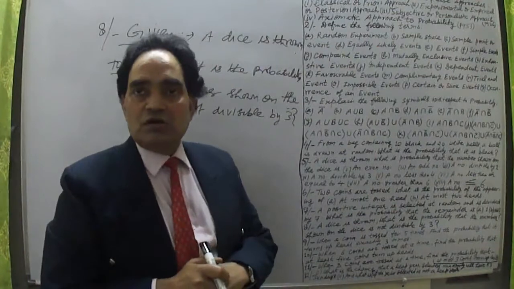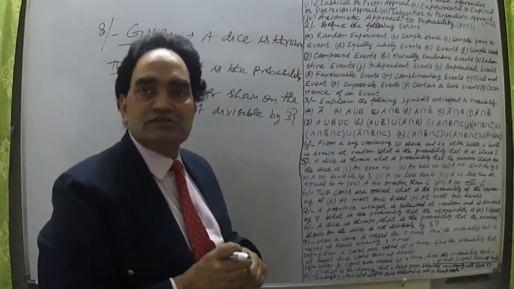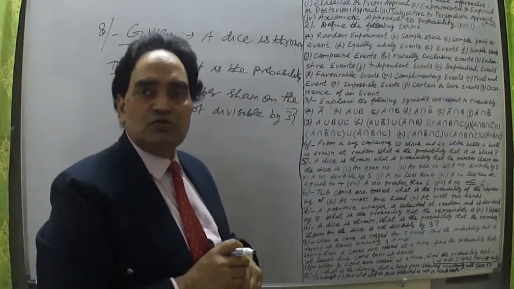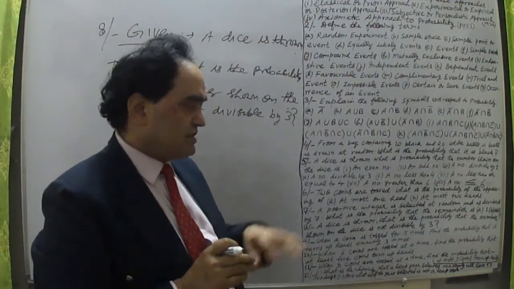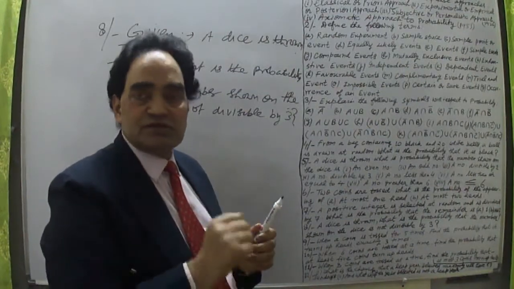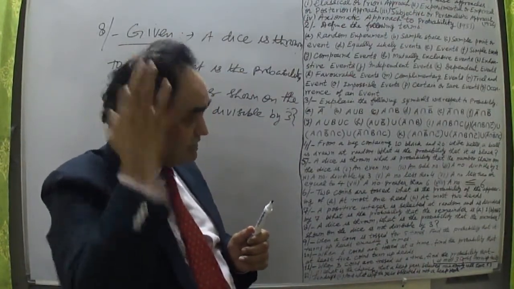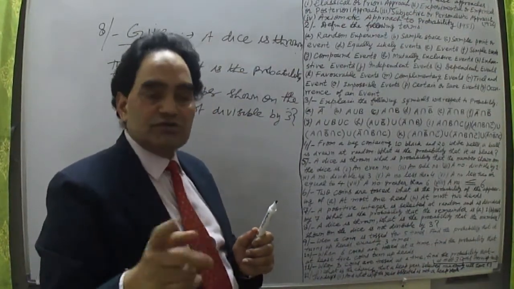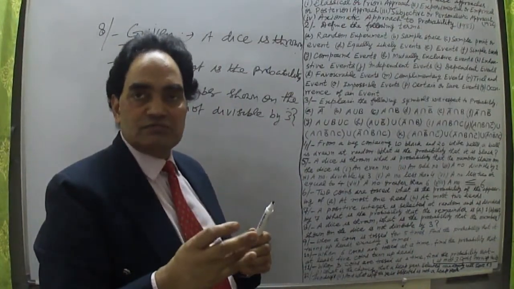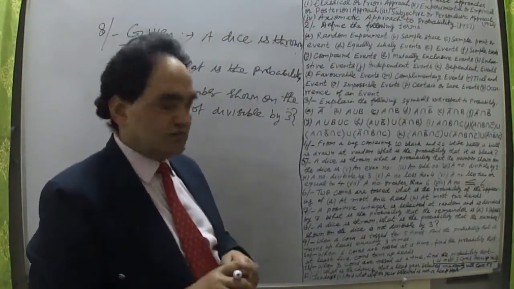It is a six-sided figure, cube type, not a hexagon. It has 6 faces numbered 1 to 6. That is the dice here. In the dice, which numbers are divisible by 3? 3 and 6 only. Which numbers are not divisible by 3? 1, 2, 4 and 5. So 4 numbers are left over that are not divisible by 3.